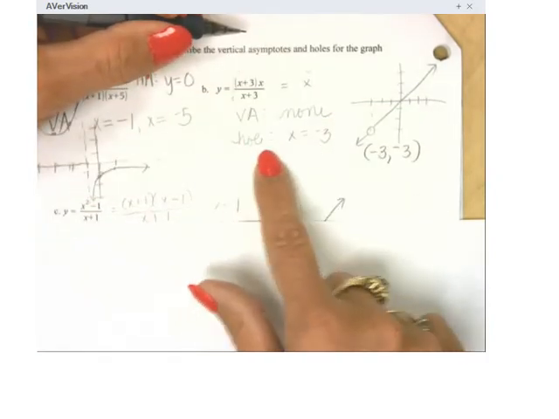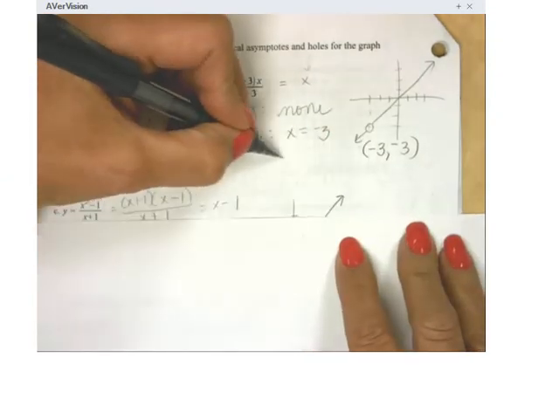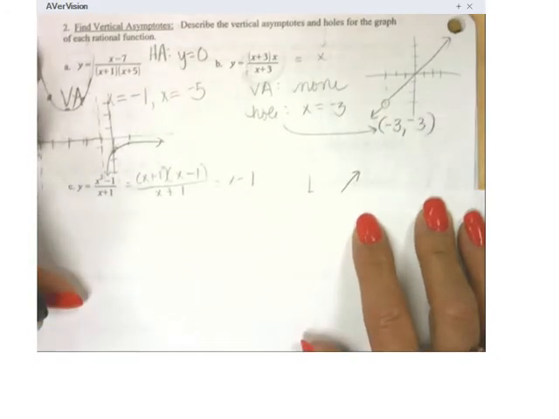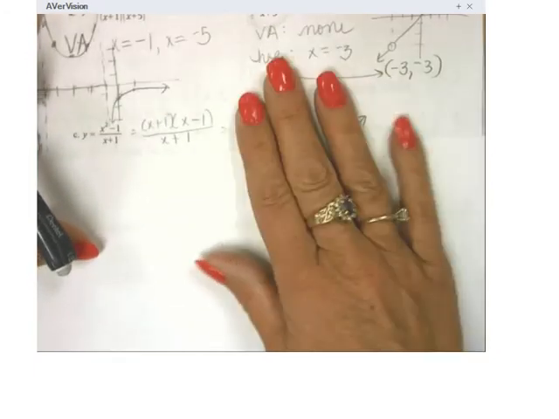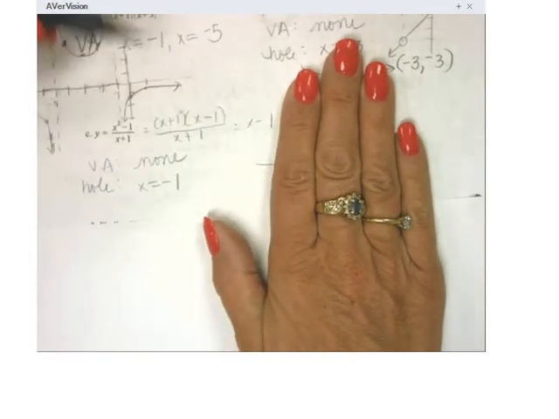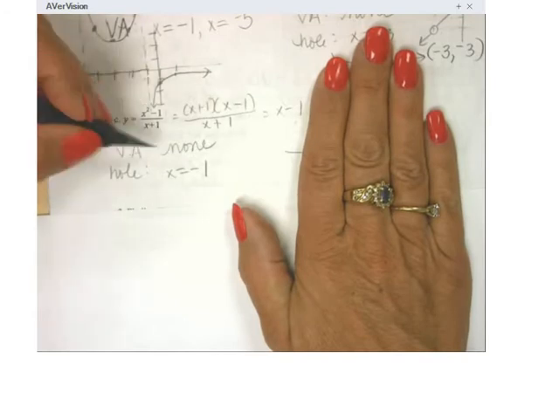So I graphed the line y equals x. And now I have to identify by plugging negative 3. I can plug it right in there and find out that there's a hole right there at the point negative 3, negative 3. The hole takes place at an x value of negative 3. This is the actual coordinate of the hole.